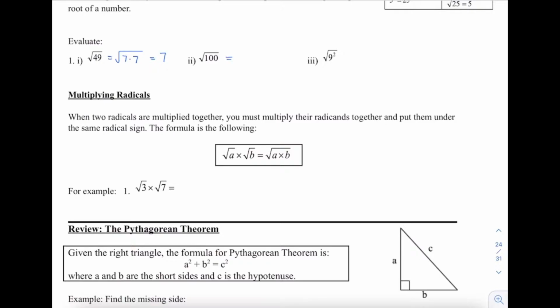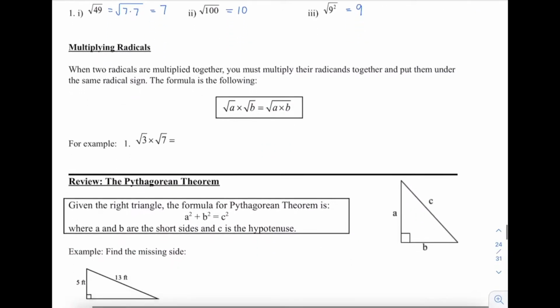We know that the square root of 100 is 10 because 10 times 10 equals 100. And if I were to take the square root of 9 squared, I can see that a radical sign and a power of 2 cancel each other out. So I know that the square root of 9 squared is actually 9 because 9 times 9 equals 9 squared.